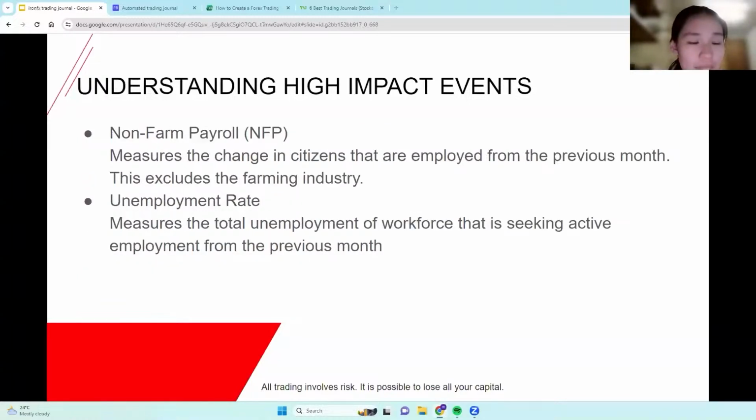Okay. Next we have NFP or non-farm payroll, which measures the change in citizens that are employed from the previous month, excluding the farming industry. Unemployment rate measures the total unemployment of workforce that is seeking active employment from the previous month.